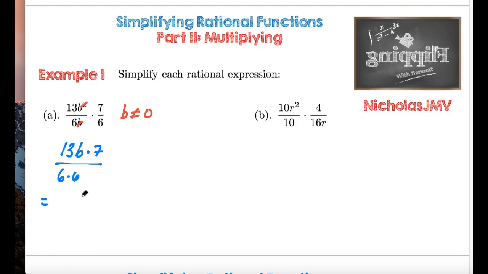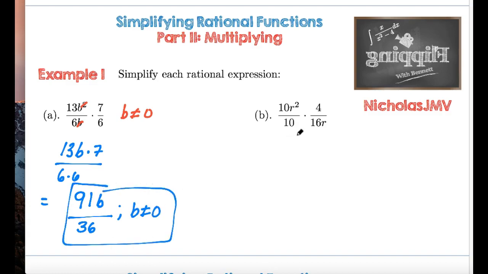And so we take 13 times 7 and you get 91. So this one becomes 91 divided by 36, excuse me. I want to be really careful. So we have 91b over 36, and we don't want b to be 0. Okay, so there's our first problem. There's our simplified answer. Not much you can simplify there. Let's look at number 2.